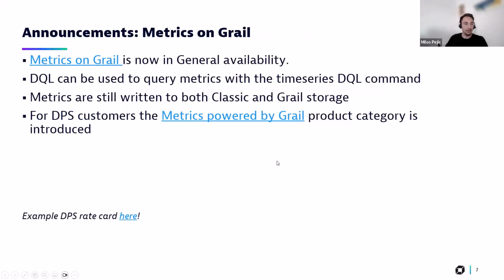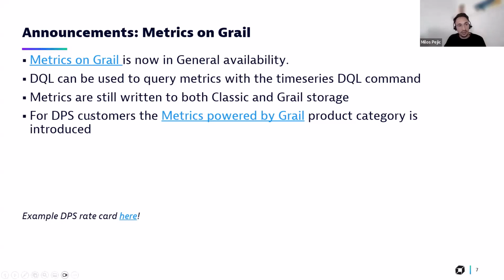What do we have? First of all, an awesome announcement. Finally, metrics on Grail are generally available. For many of you, you already had the chance to test and explore what metrics on Grail look like. Now it is finally GA. Most prominent here, we can use DQL to query the metrics. What remains important is the third bullet point: metrics will still be written in Classic and Grail, so nothing is lost, helping you with the transition towards Grail.